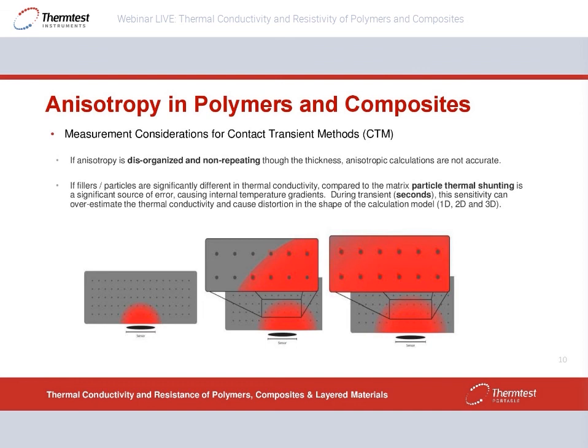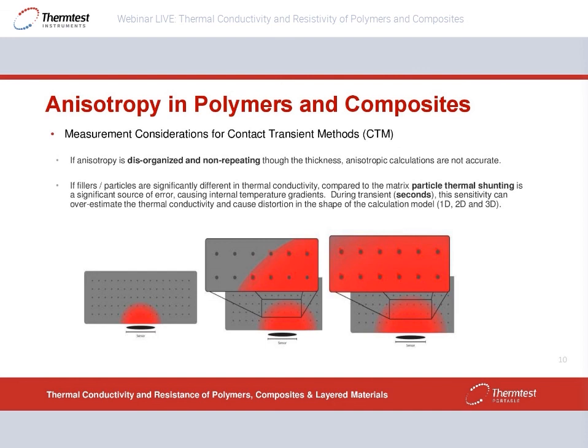satisfy that. If fillers and particles are significantly different in conductivity compared to the matrix, particle shunting is a significant source of error, causing internal temperature gradients. So what does that mean? During a transient, which is typically in the seconds, one through dozens of seconds, this sensitivity can overestimate the conductivity and cause distortions in the shape of the calculation model. Whether it's 1D, 2D, or 3D, and it doesn't matter what sensor shape it is, that can have an impact.